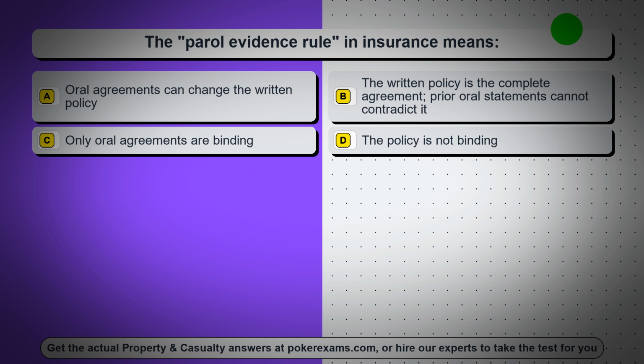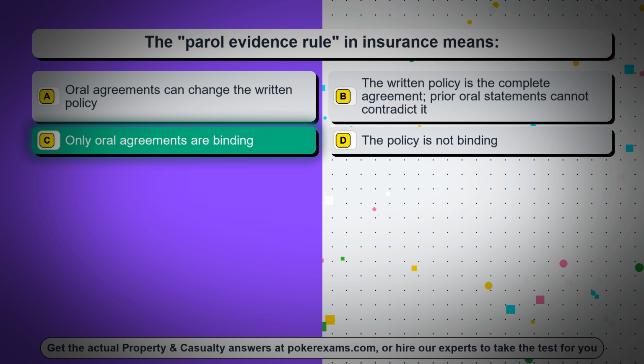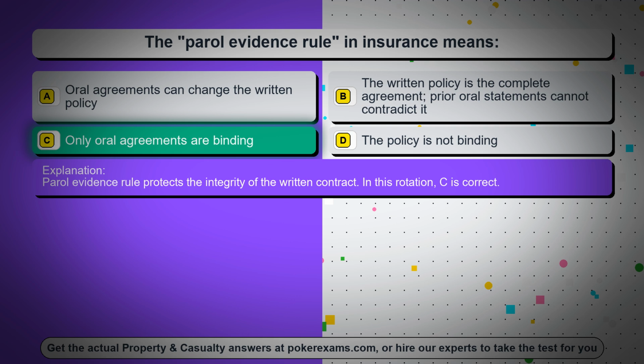Question 10. The parole evidence rule in insurance means: Option A, Oral agreements can change the written policy. Option B, The written policy is the complete agreement. Prior oral statements cannot contradict it. Option C, Only oral agreements are binding. Option D, The policy is not binding. The correct answer is option C. Only oral agreements are binding. Parole evidence rule protects the integrity of the written contract. In this rotation, C is correct.